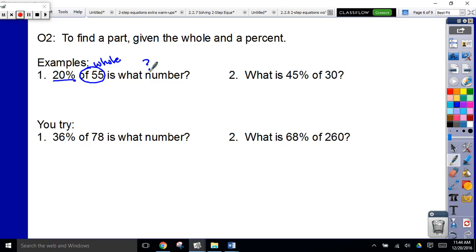So how do you think we would set up this proportion if we want to find the part? Bella? Well, we're still going to have 2 ratios on each side. So what would we put on this side? We want percent over 100 equals part over whole.